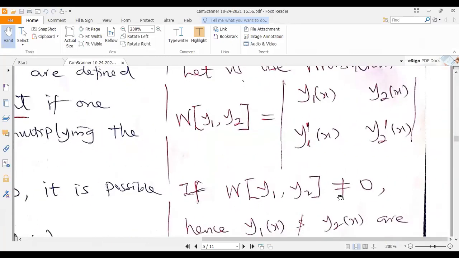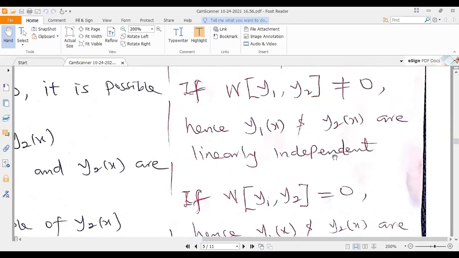Now, in this case, if the Wronskian is not equal to 0, then that means that the two solutions are linearly independent. Are we together? Yes, sir. So if the Wronskian, by the time you find the determinant, is not 0, then that means that the two solutions are linearly independent.